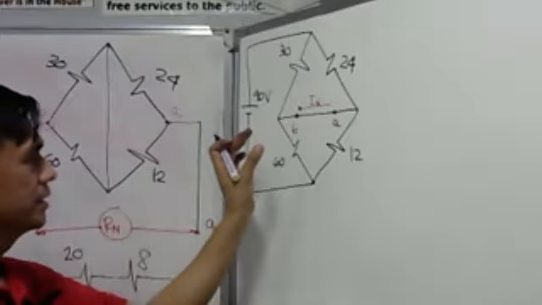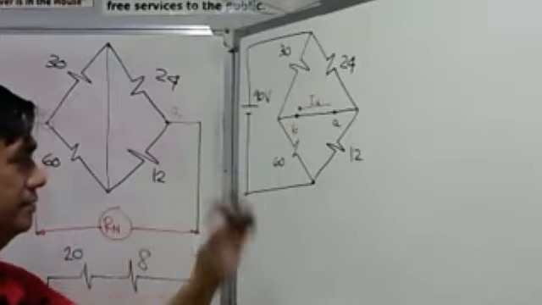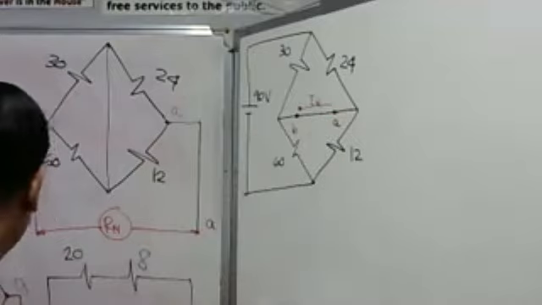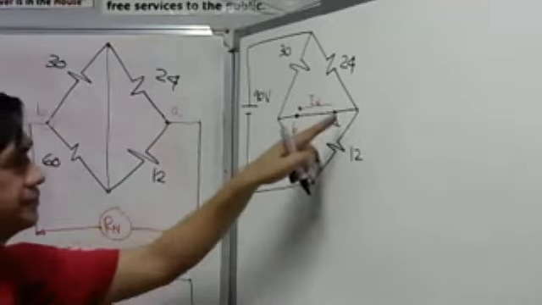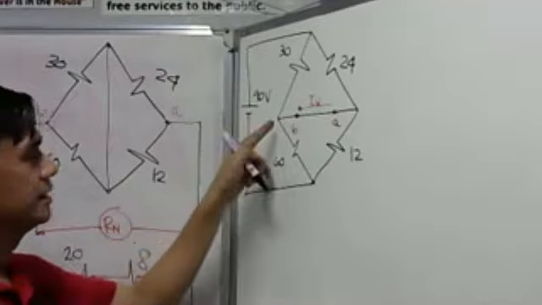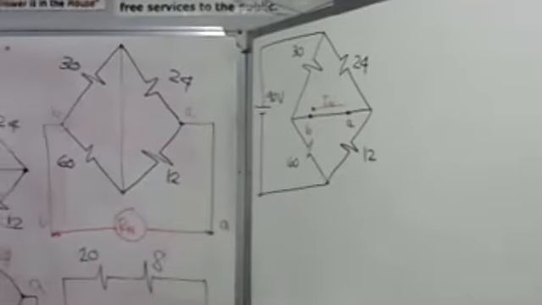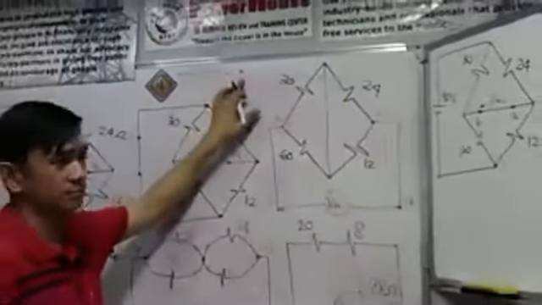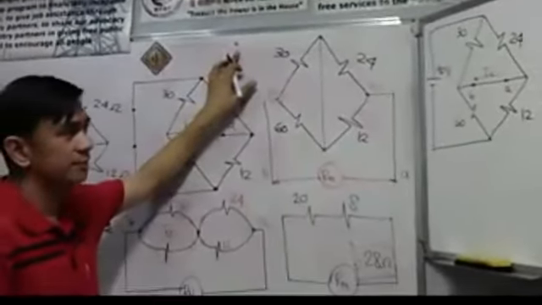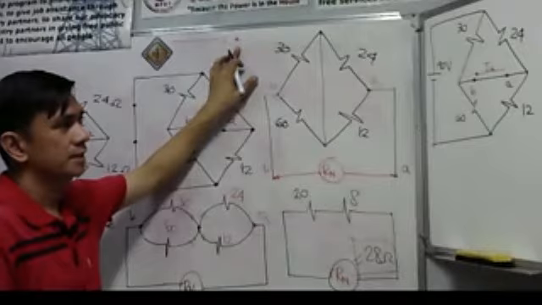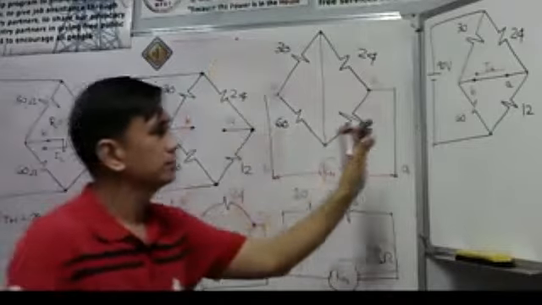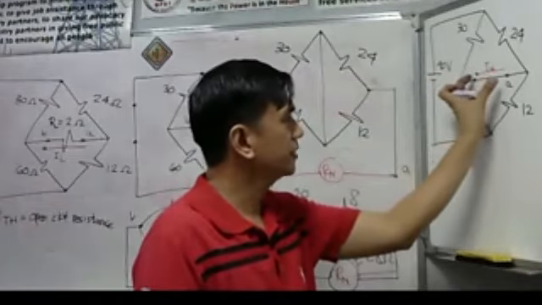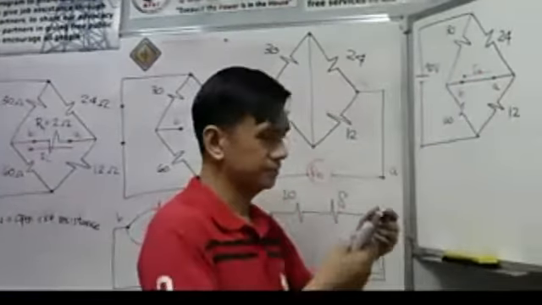So, remember that this is shorted. I told you before that a straight line conductor is just equivalent to a dot. So, we can have this. We are going to short this one. Take a look here.